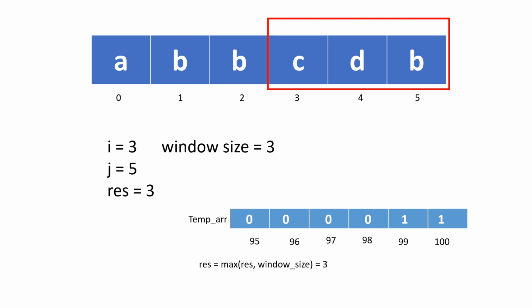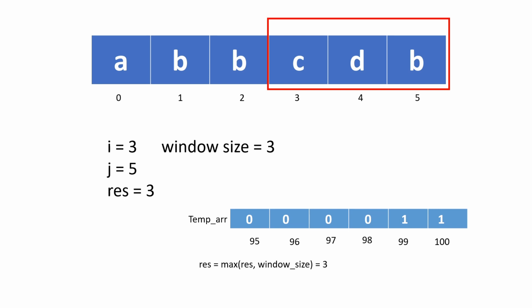Now I will check if the element at the index j, that is p, is in the temp or not. So it is not. So I will update my result. Result will now become 3, that is window size and the previous result. So result will now be 3, and I will increment j.